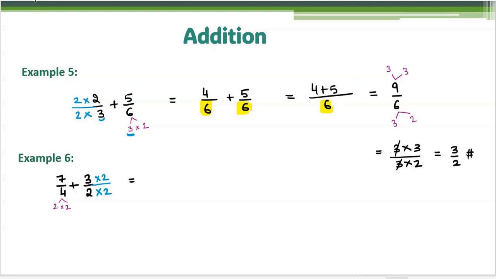Okay, so what it gives? 7 over 4. The first term remains same, plus 3 times 2, 6, and 2 times 2, 4. So again, the denominator becomes same here. So what we get? 4, and in the numerator, 7 plus 6, which gives us 13 over 4. And hence, we have the addition of the two fraction numbers.